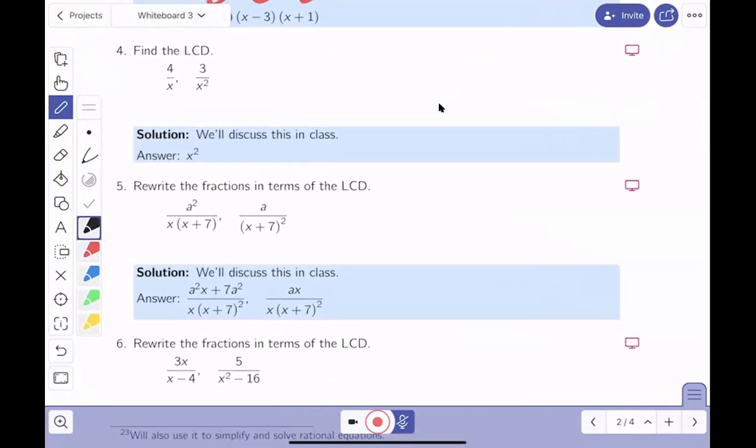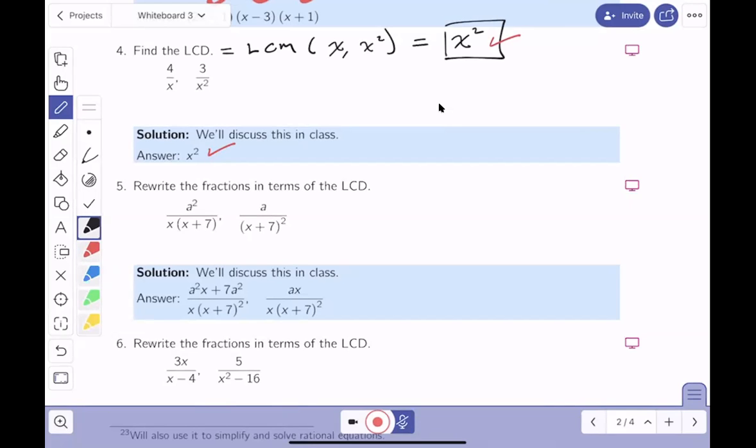The LCD is the LCM of the denominators, where the denominators are x and x squared. What factors do I see? x. What's the maximum times it occurs in any one factorization? Twice. That's the LCM, right? What's the LCM of the denominators? It's the LCD. What's the LCD? x squared. That's done. Let's do the next one, number 5 now.